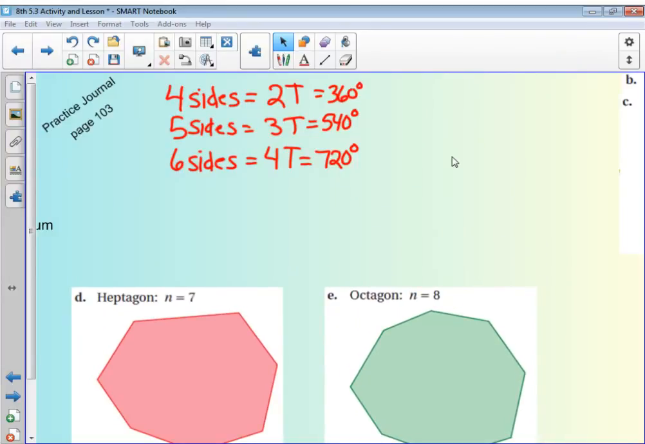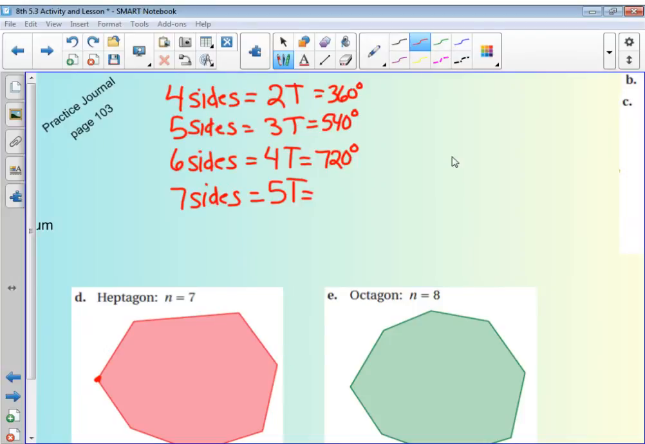Okay, so on your letter D, your 7 sides, when you did each of from a vertex, you should have ended up with 5 triangles. Okay, and then 5 times 180 should have given you 900 degrees. So when I add all of those angles together that make up that heptagon, they should equal 900 degrees.